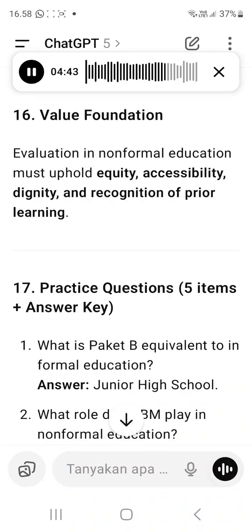16. Value foundation. Evaluation in non-formal education must uphold equity, accessibility, dignity, and recognition of prior learning. 17. Practice questions, 5 items plus answer key.